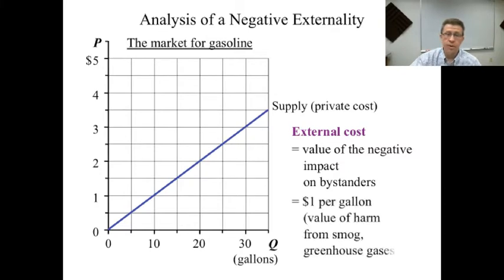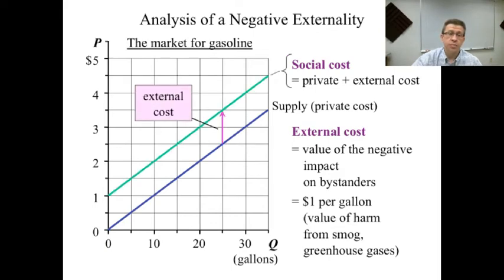So what about the external costs? Well, say there's $1 per gallon value of harm from smog, greenhouse gases, anything else. Well, we have the supply curve that factors in these costs. Like if you had a firm that was considering the social cost, the fact that there's an extra $1 per gallon cost involved in every gallon that they sell, this would be the supply, right? Instead of this lower level, it'd be this higher level. It shifts up by $1.